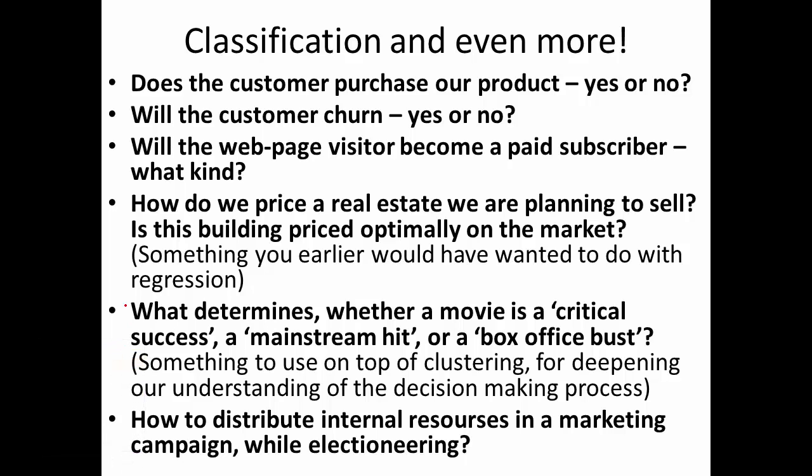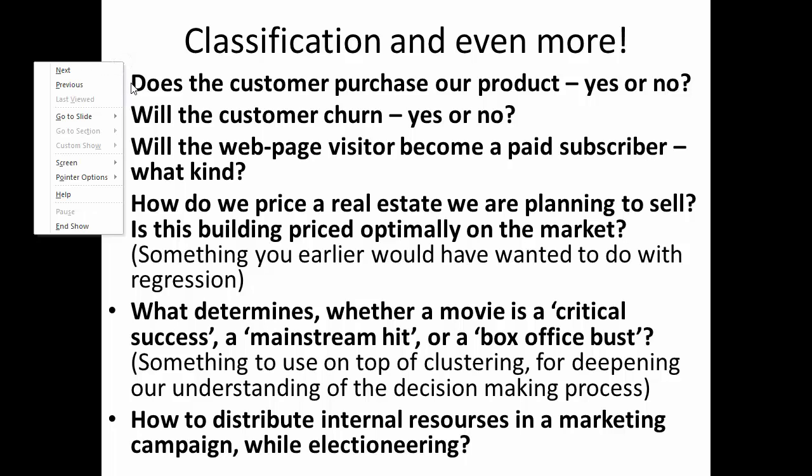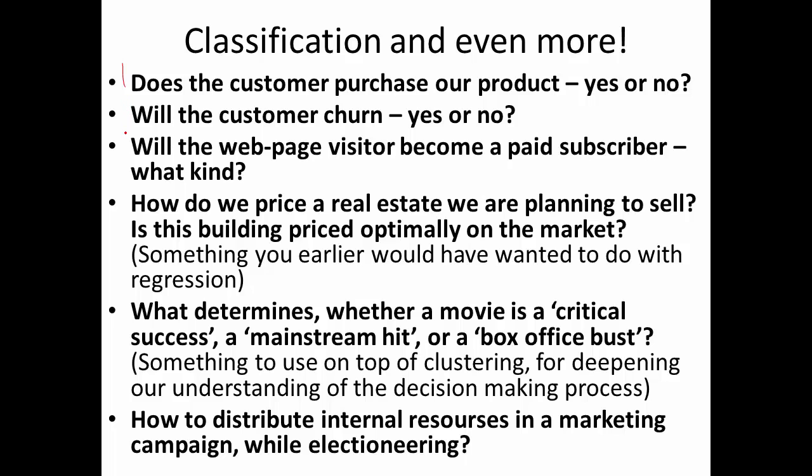Okay, so going through our examples again, we did look at the simple case where the customer will either purchase or not the product. And the churn case is coming up. Then we looked at the simple numerical example with the web page visitors who will become or won't become paid subscribers of different kinds. We also looked at what determines whether a movie is a critical success, a mainstream hit, or a box office bust. We saw briefly some things regarding decision trees on how to distribute your resources on decision trees and electioneering.